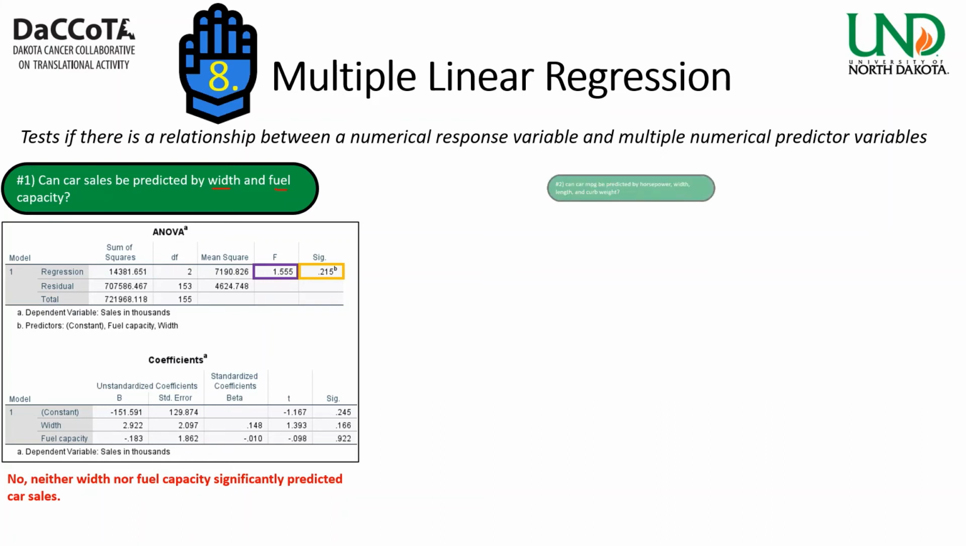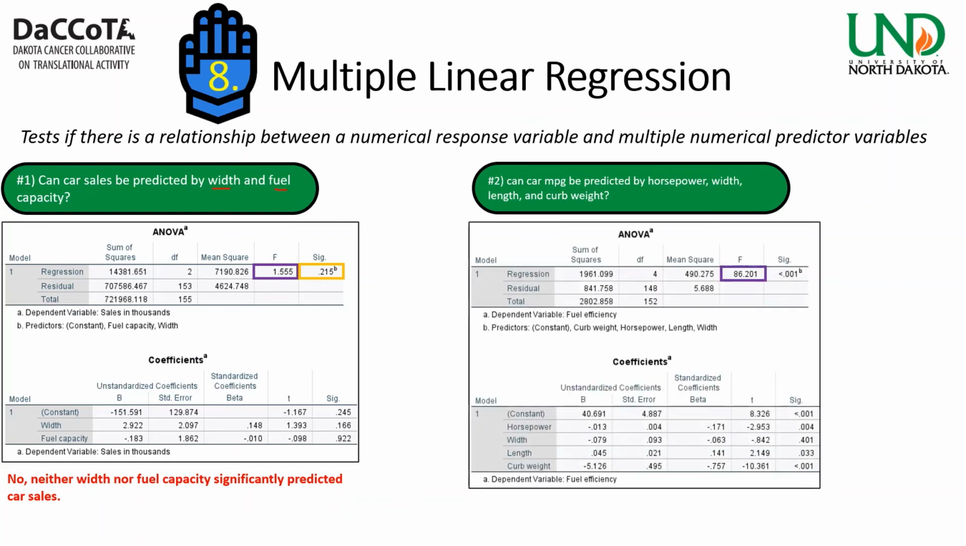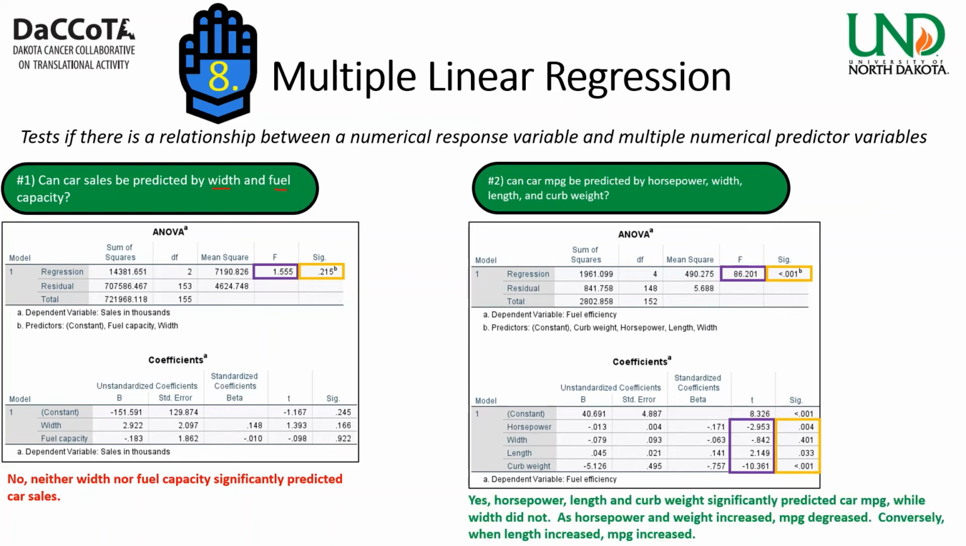Let's look at car MPG instead and look at horsepower, width, length, and curb weight. We find that the overall model is significant, so now we can turn to the t-values of the specific variables. And what we find here is that horsepower, length, and curb weight were significant predictors of car MPG, but width was not. This is not significant. And to tell the strength and direction, let's look at the beta values.